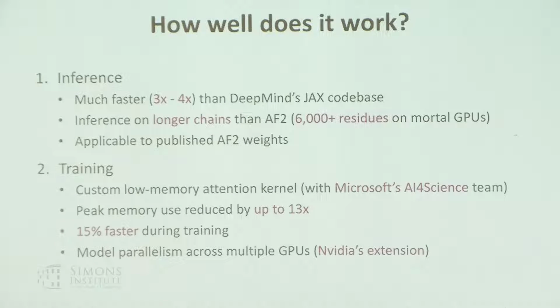This might be the right time to ask. So when you say inference on longer chains, why is that? Is that because of memory improvements? Memory issues. Yes, you just ran out of memory on a single GPU, and this lets you go further. Absolutely. The peak memory was reduced by almost a factor of 10. And AlphaFold 2 is cubic scaling. So 4,000 versus 6,000 is actually a really big difference in terms of memory footprint.